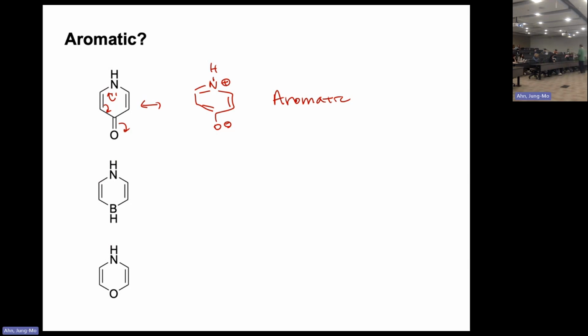The second one, you will start seeing something bizarre. Boron. I hope you understand where boron is.